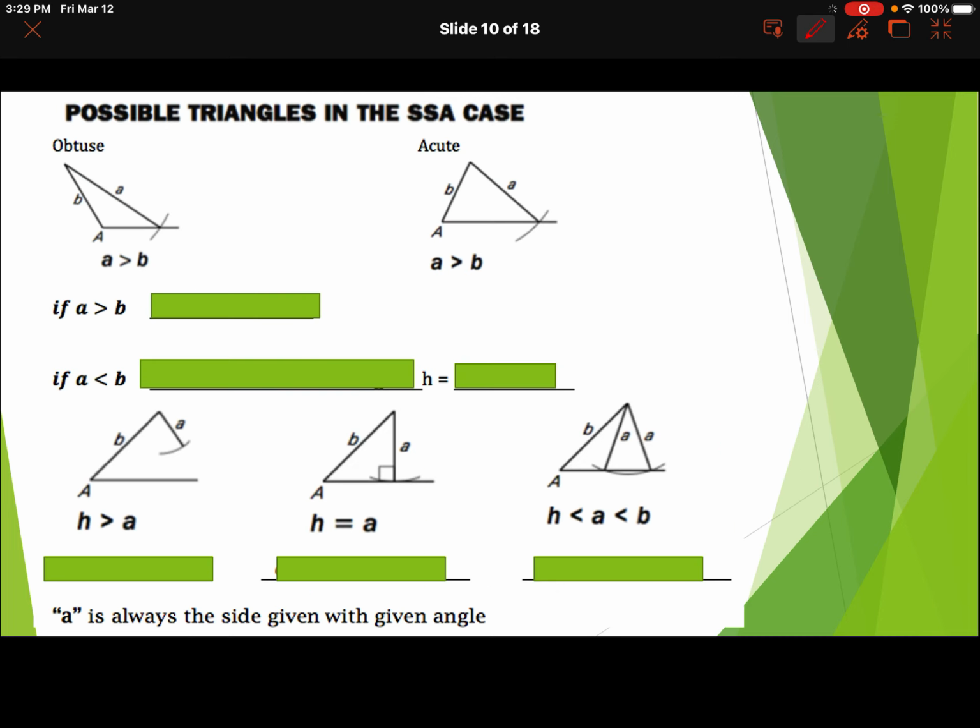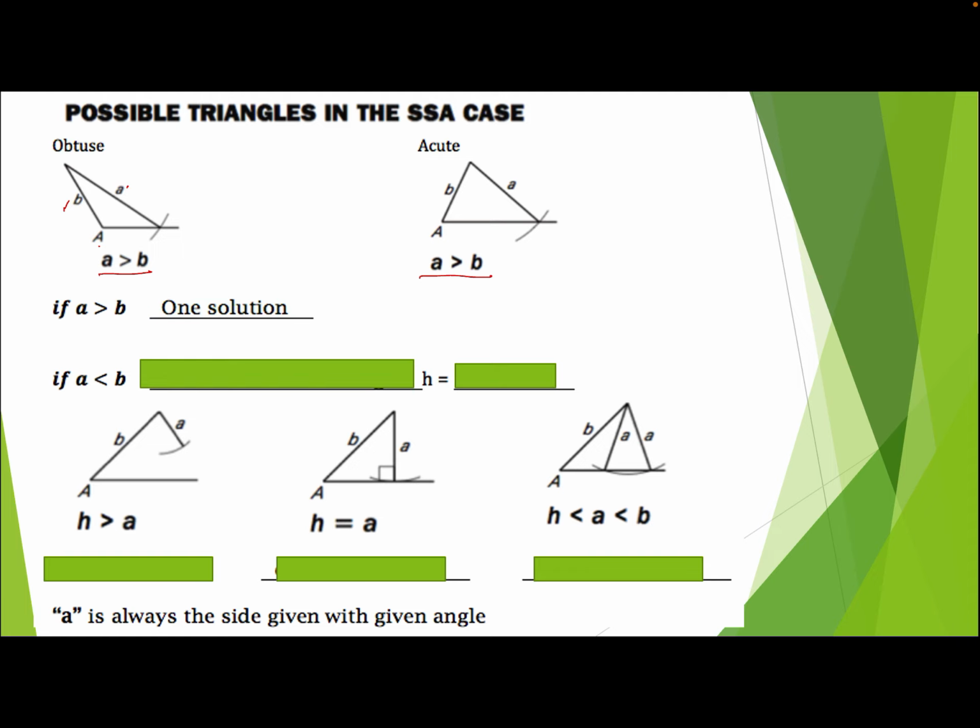So this is what your book gives you to look at. And then I'll show you another way to do it, and you can decide if you want to do this way. So we draw our triangle just like I had. We have the angle here and then a side and a side. So if A is greater than B, then that means I only have one solution. So whether my triangle looks like this or like this, if A is bigger than B, this can't be obtuse because this angle will be smaller than A.